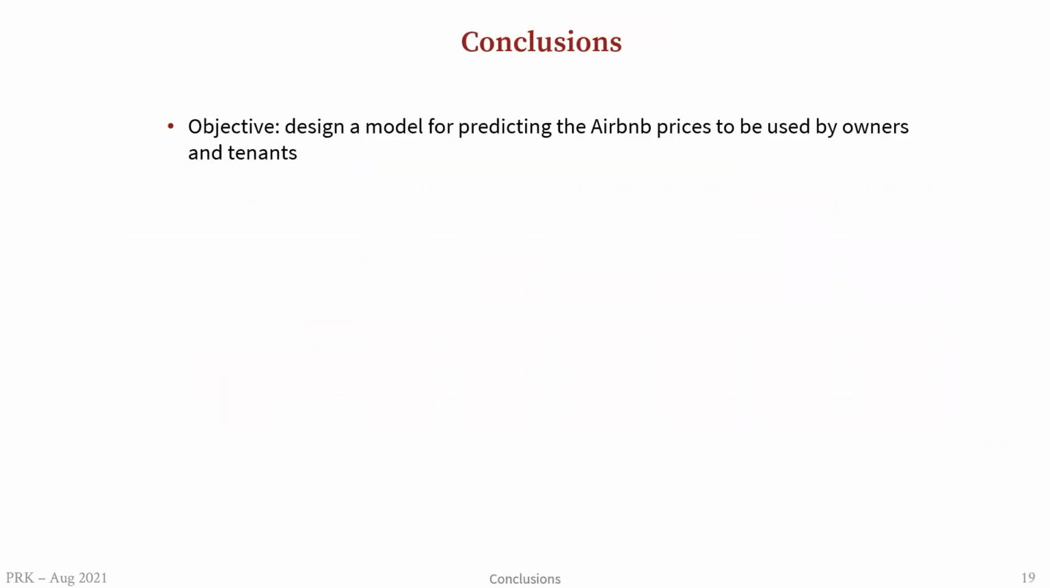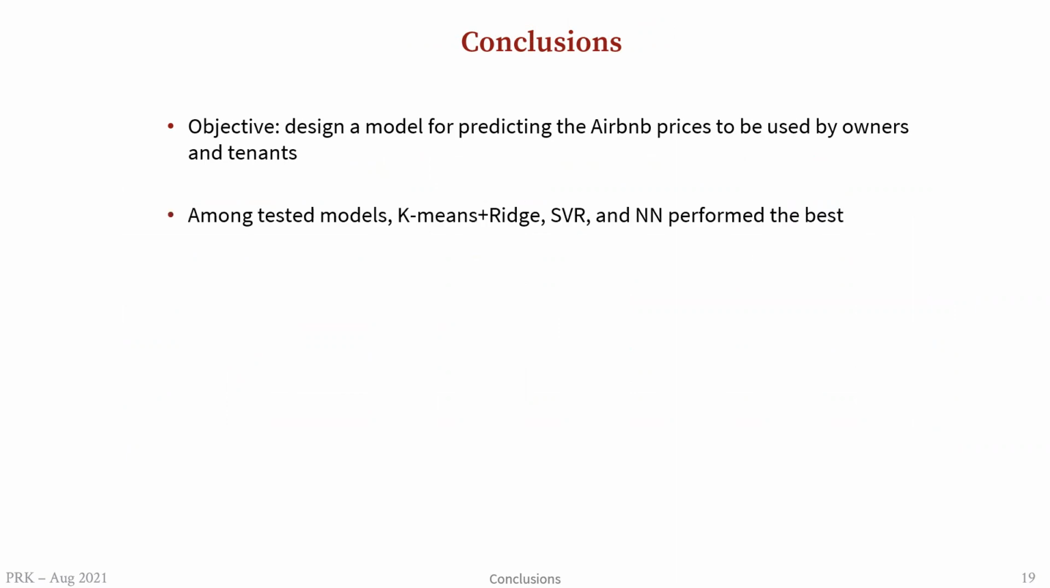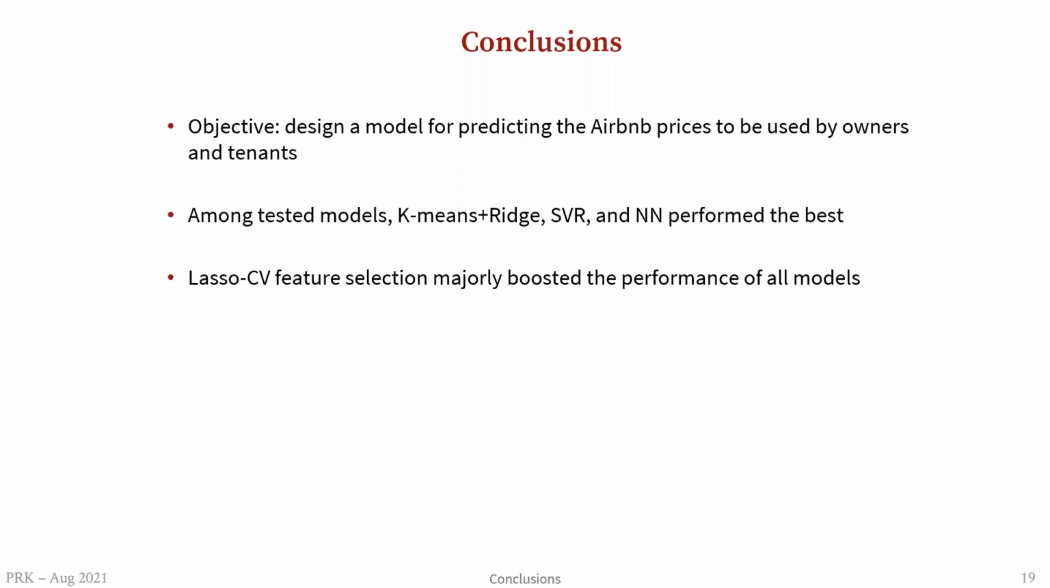So what you saw here was that we tried to design a model for predicting the Airbnb prices for the listings in New York City. And this could be used by the owners as well as the tenants. We tested several machine learning models, and the best models that performed for us were the k-means and ridge, also SVR, and the neural network. We also saw that the feature importance analysis was a very important part of the process because it majorly boosted the performance of all models regardless of what we had used.